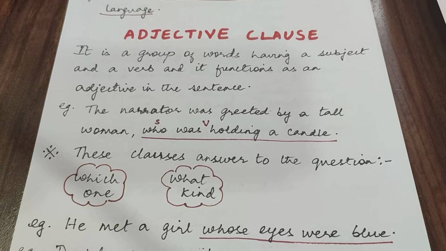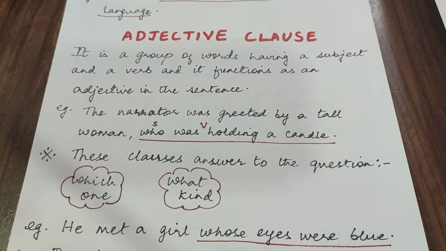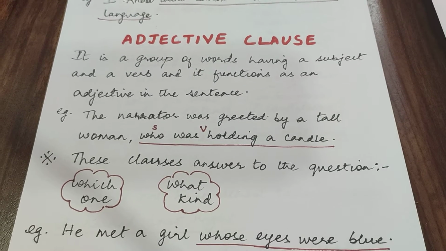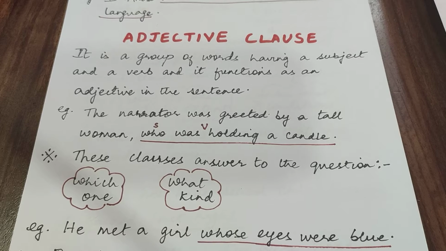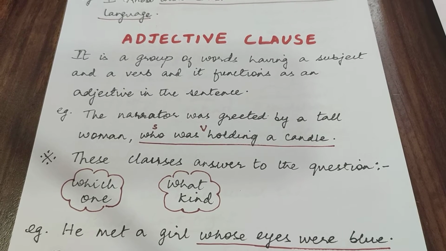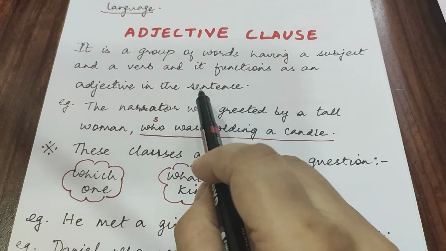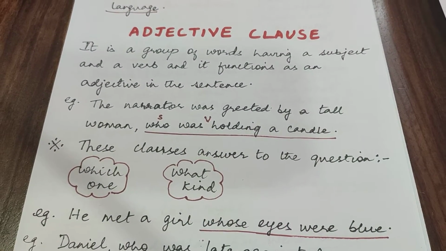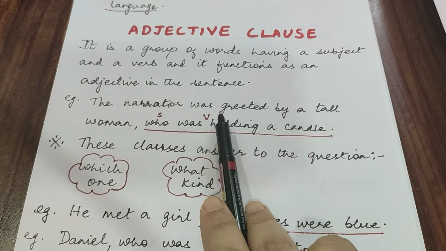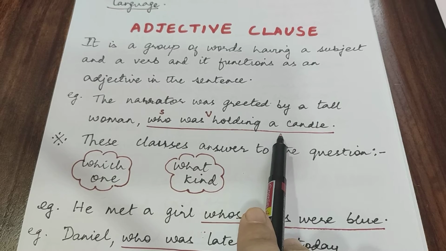Now let us learn about adjective clauses. First tell me, what is an adjective? An adjective is a describing word and it will describe the noun in the sentence. So an adjective clause is a group of words having a subject and a verb, and it functions as an adjective in the sentence. For example, the narrator was greeted by a tall woman who was holding a candle.